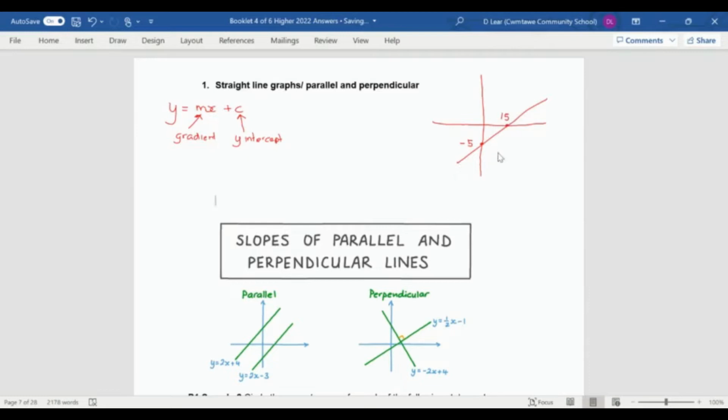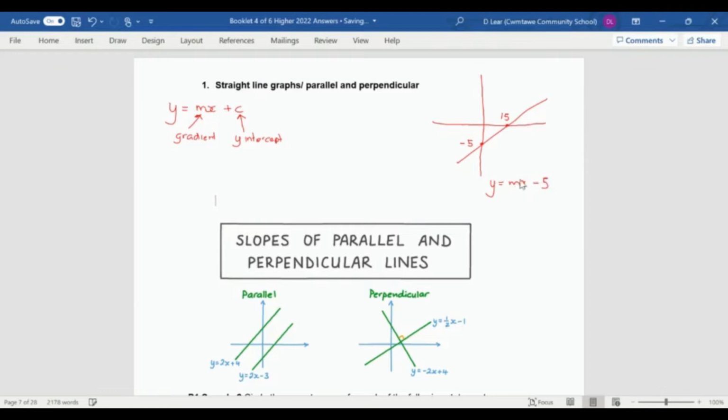So first of all, the y-intercept, the actual number 15 is irrelevant to me here, okay, for my equation, right? But the y-intercept, where this cuts the y-axis, is -5. So the equation of this line at the moment is y equals mx, but the c bit, the y-intercept, is -5, so I can put that in.